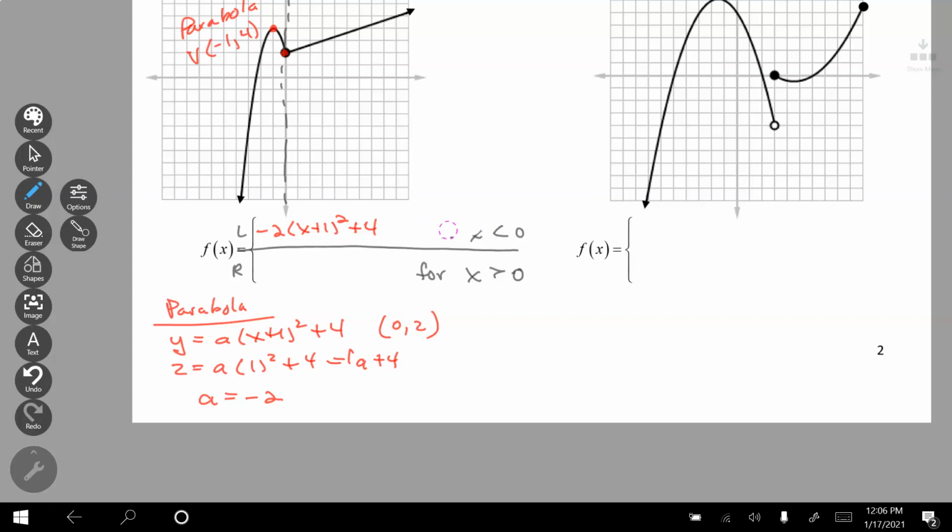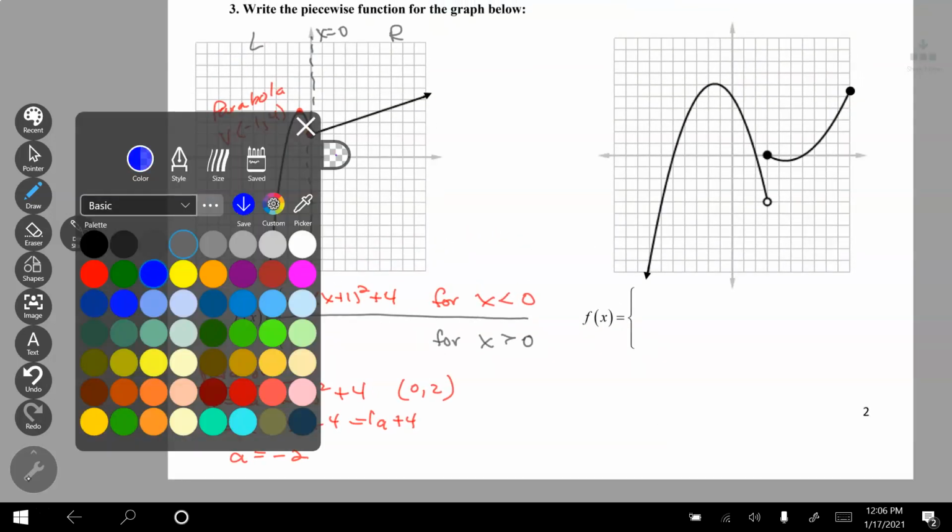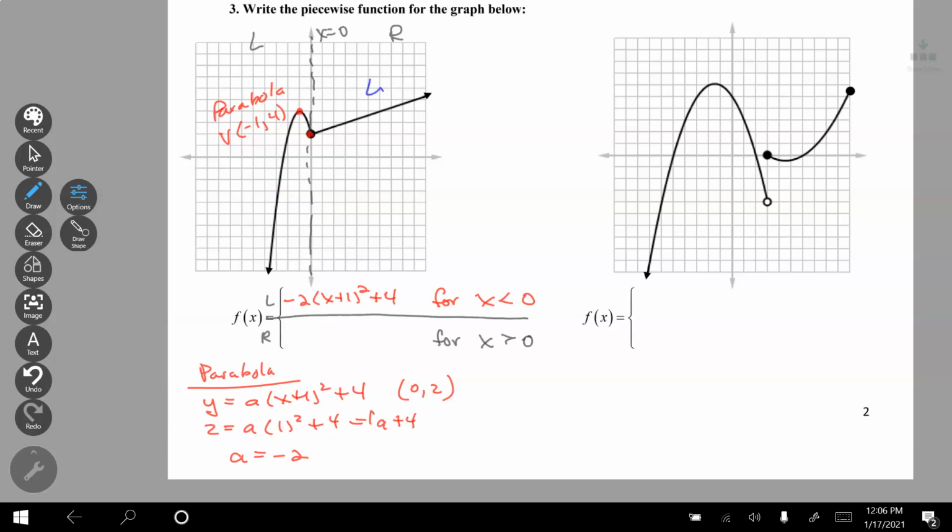I'm going to erase this. For x is less than 0. Now the right piece is just a linear function. And I see I have a point here and a point here. So for the right piece, it's a line. And I think when I look at this, I see a y-intercept of 0, 2. If I count my slope, I see it's up 1 over 3. So slope of a third.